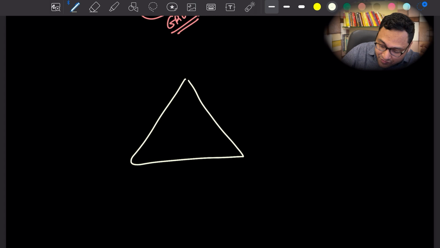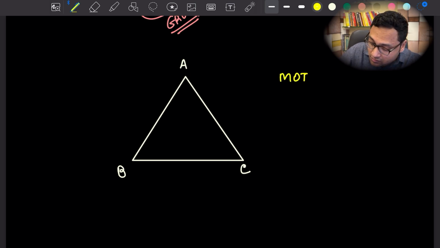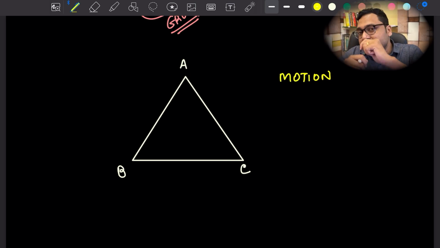So let's take an equilateral triangle, A, B, C. A symmetry of the equilateral triangle is a motion. That means you move the points A, B and C in a motion such that before and after the motion you will have the same picture. It's a very crude way of saying it, but that's exactly what's happening. Before and after the motion you have the same picture.